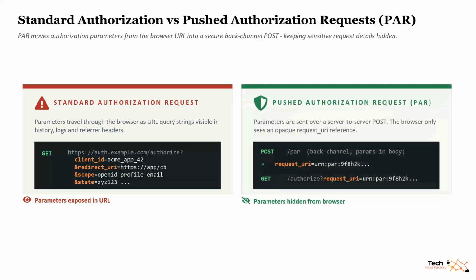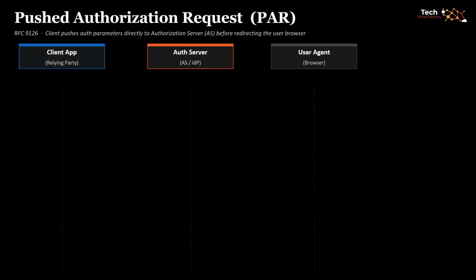So actually, to mitigate this, we can use pushed authorization requests, or PAR. In this scenario, parameters are sent over server-to-server post, and the browser only sees an opaque request URI reference. So basically, when we call authorize endpoint, there is only request URI parameter added here. All other parameters are hidden from the browser. So let's discuss this in details. Let's take a look at this flow diagram, right? So there is client application, there is authorization server, and also user agent, which is the browser.